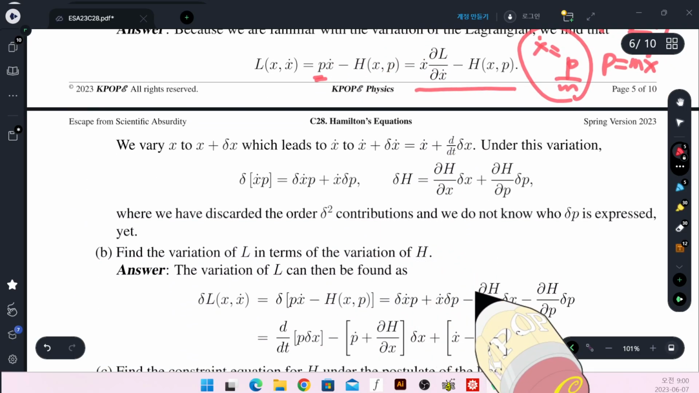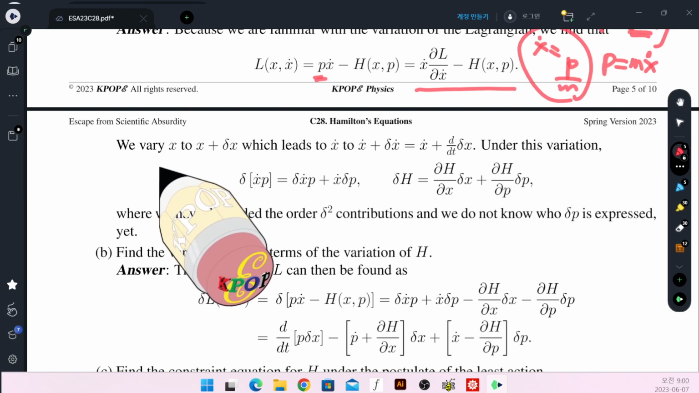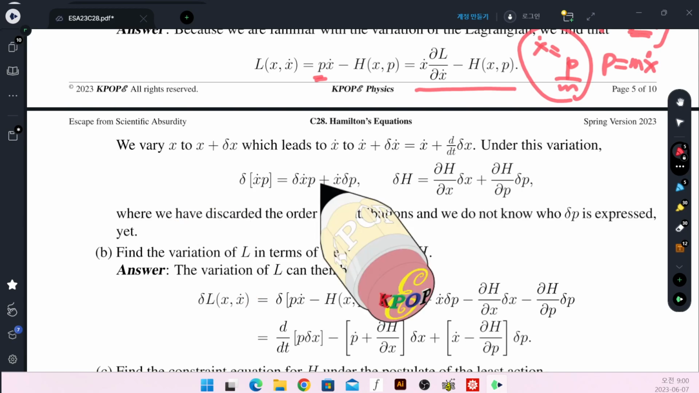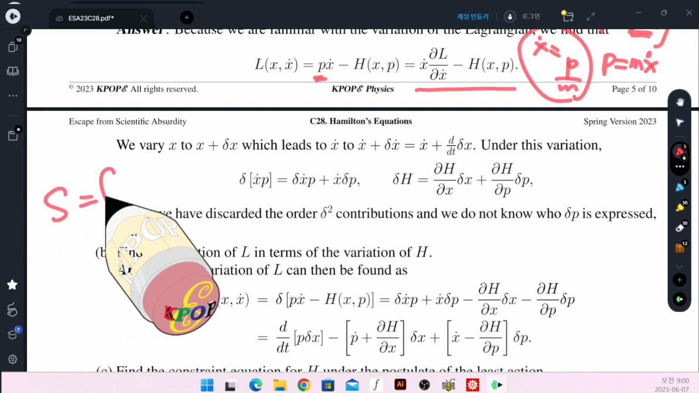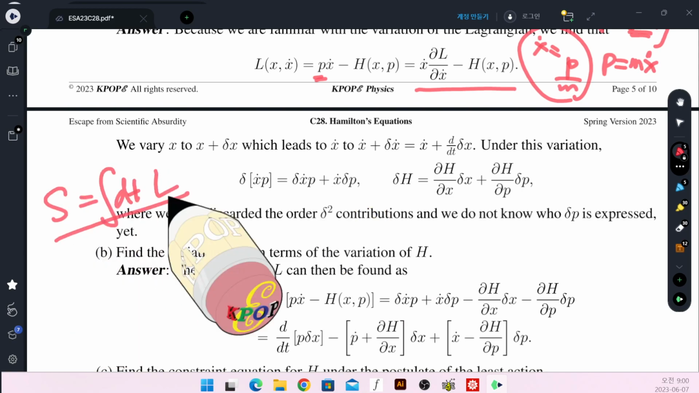Anyway, we would like to see what happens if we make use of the Hamiltonian to derive the equation of motion. First of all, we would like to keep using the least action principle, that the action, that is the time integral of the Lagrangian, is stationary if a physical system follows the natural path that is allowed by nature.